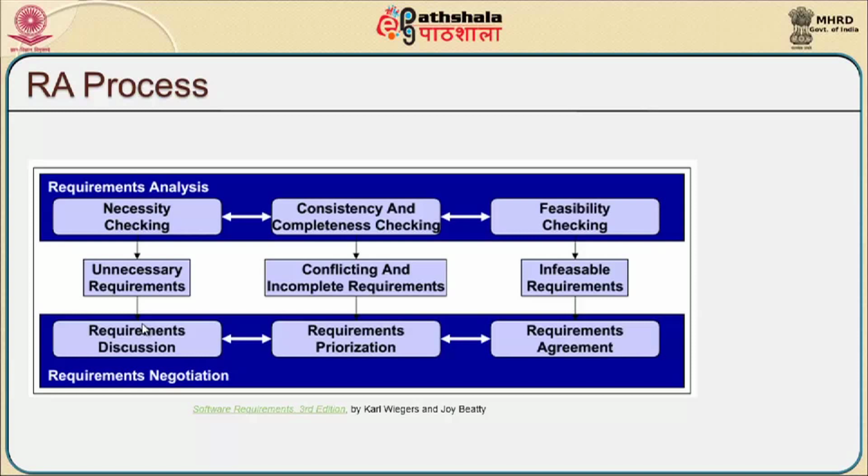And there will be a negotiation phase where whether these requirements are required or not will be discussed. At the same time, for the consistency and completeness check, some of the constraints may not be satisfied, so it will check for the incomplete requirements. Once there are certain incomplete requirements, those cannot be taken up for the next stage, so they will be prioritized low. Once we prioritize something as high, it means it is very clear. And finally, it is taken to feasibility checking, where infeasible requirements are taken out and negotiated at the phase of requirements agreement.